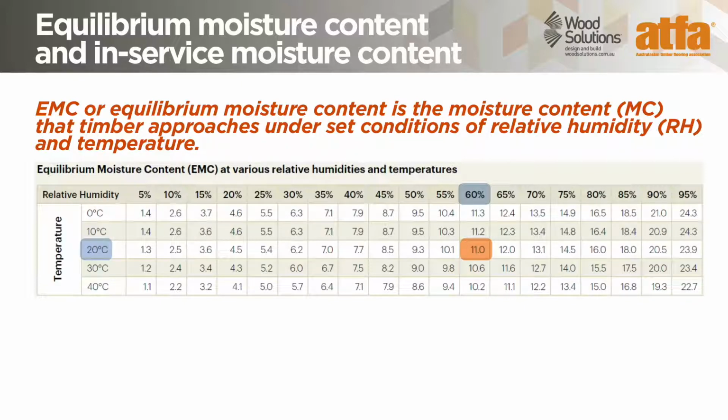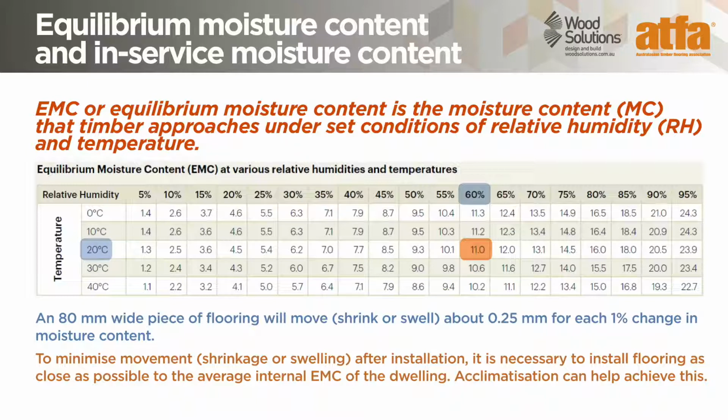So, if flooring was supplied at, say, an average of 10% moisture content and the in-service average EMC was 13%, then the flooring is going to swell. Acclimatisation in this instance is about letting it swell prior to installation so that when it is installed, the average moisture content of the flooring is closer to 13%. By doing this, expansion problems are avoided. How much does the board width change with changing moisture content? If a board is not restrained by fixing, then an 80mm wide piece of flooring will move, shrink or swell, about 0.25mm for each 1% change in moisture content.